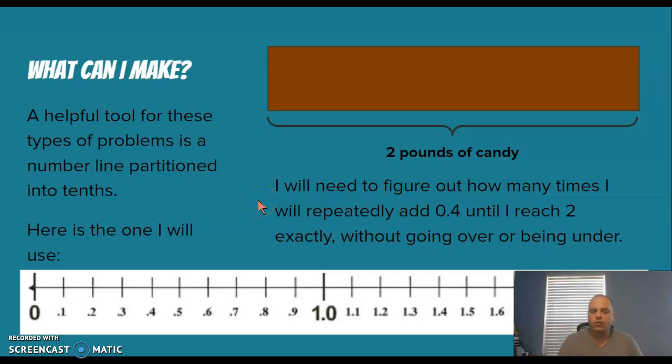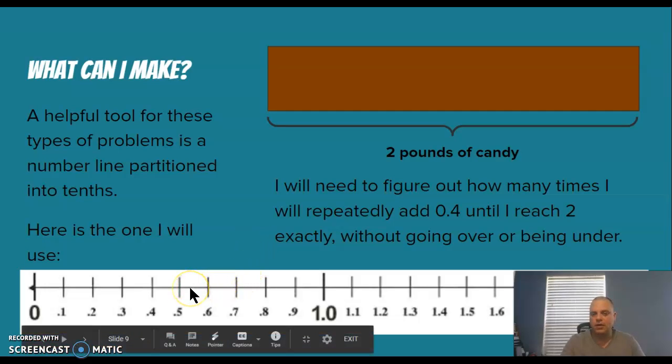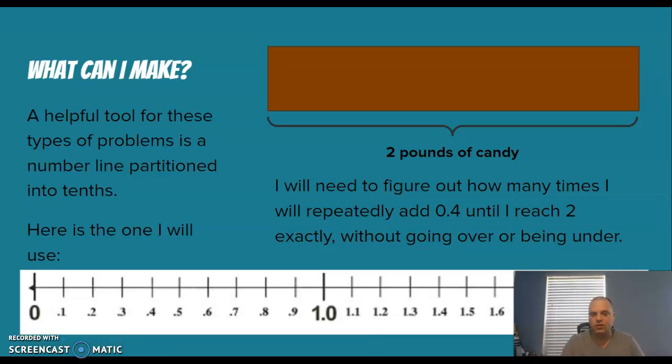So a helpful tool in this case would be a number line. You'll notice that in the resources, I provided you with some different number lines. Please make sure that you print those off and use them to help you to be successful with dividing a whole number by decimal numbers.